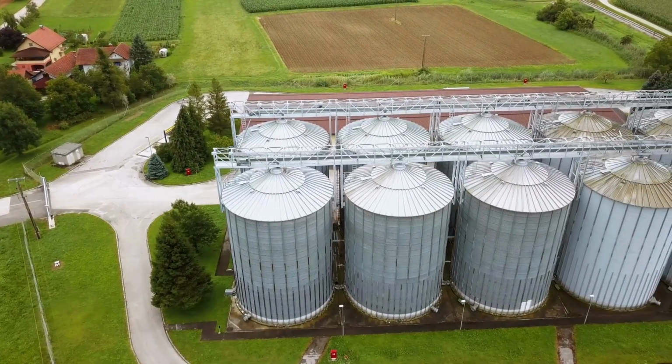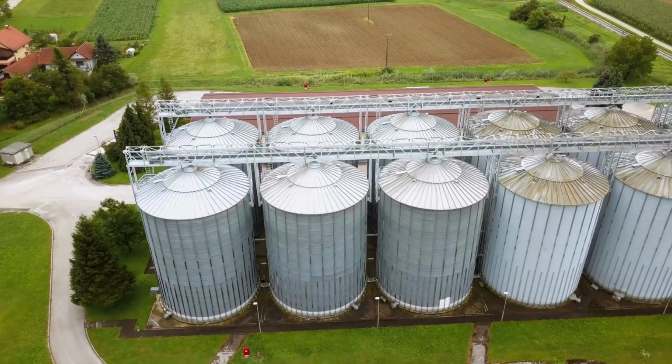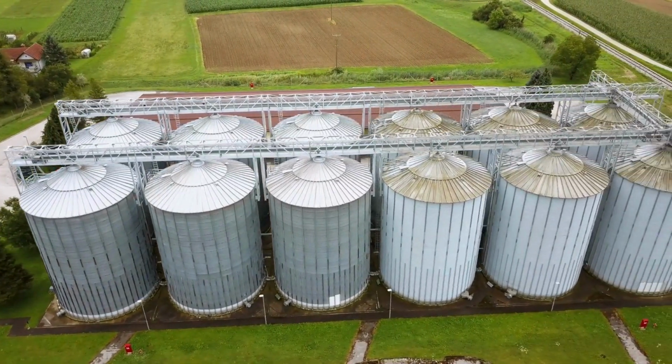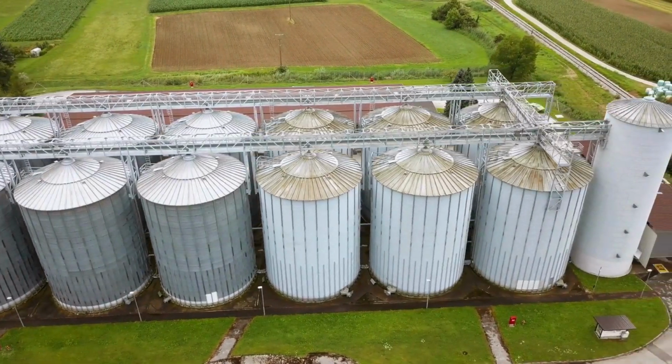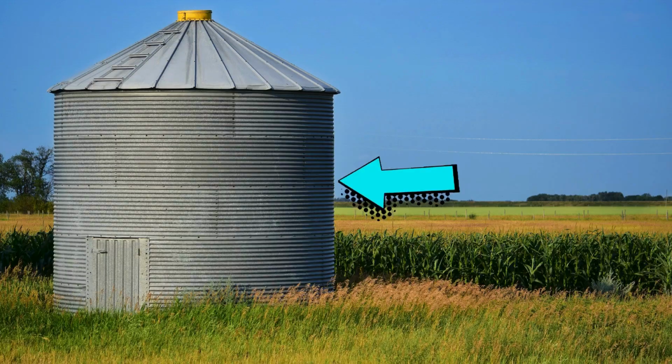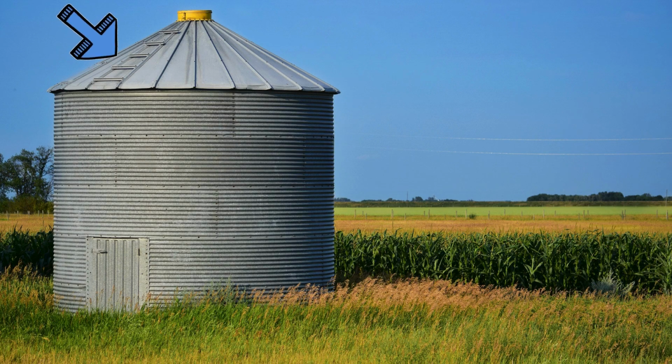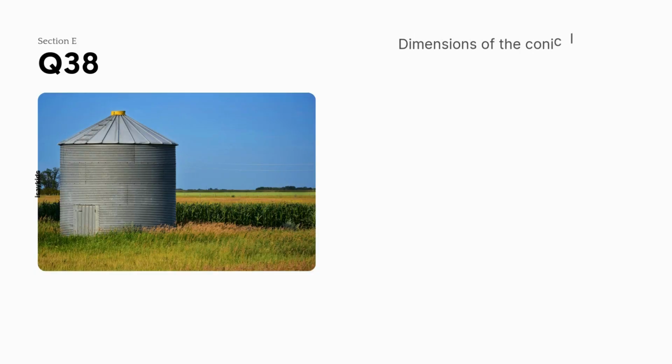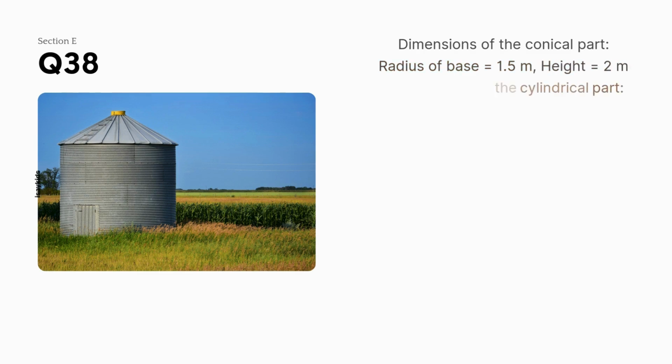Metallic silos are used by farmers for storing grains. Farmer Girdhar has decided to build a new metallic silo to store his harvested grains. It is in the shape of a cylinder mounted by a cone. Dimensions of the conical part of a silo are: radius is 1.5 meters and height is 2 meters. Dimensions of the cylindrical part are: radius 1.5 meters and height 7 meters. On the basis of the given information, answer the questions.